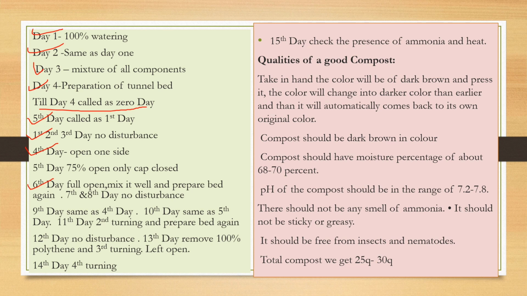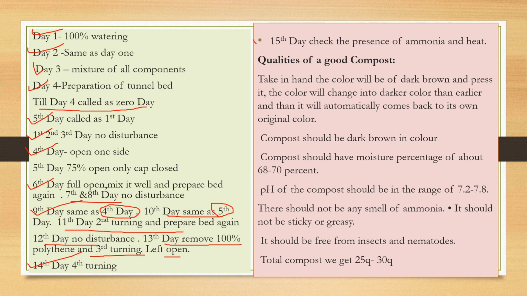On the 7th and 8th day no disturbance. The 9th day will be the same as the 4th day. The 10th day will be the same as the 5th day, and on the 11th day there will be a second turning, breaking the tunnel, mixing it properly and making the bed again, and then covering it with a polythene sheet. On the 12th day no disturbance. On the 13th day, removal of 100% polythene and then the third turning; no tunnel is made again and it is left open, covered if rain comes. The 14th day will be the 4th turning, and leave it as it is.